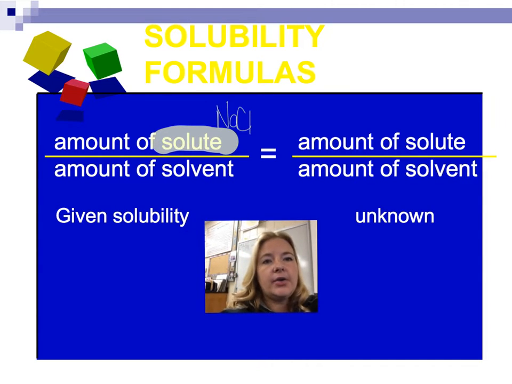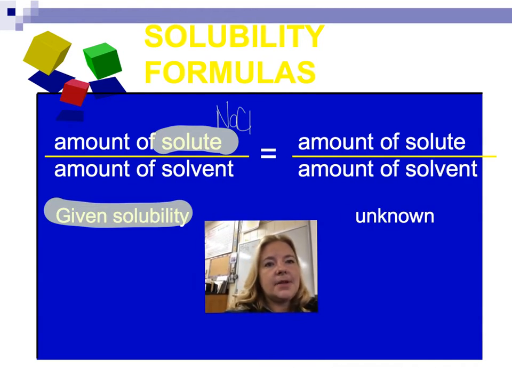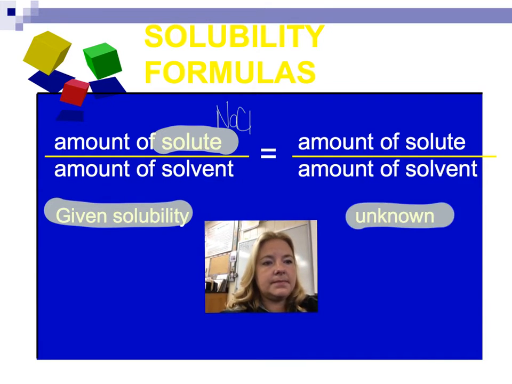Our equation is going to look like the one given here. If I give you a certain solubility and I have an unknown solubility, I simply put the amount of solute divided by the amount of solvent equal to my unknown amount of solute over the amount of solvent.